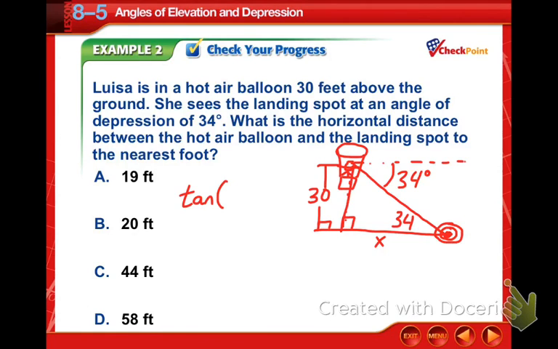So we got tangent there, and we're looking for tangent of 34 degrees equal to our opposite of 30 over our adjacent of x, which we don't know. That's what we're trying to find. So again, we're going to switch the places. So x is equal to 30 over tangent of 34. So I just have to plug that into Desmos.